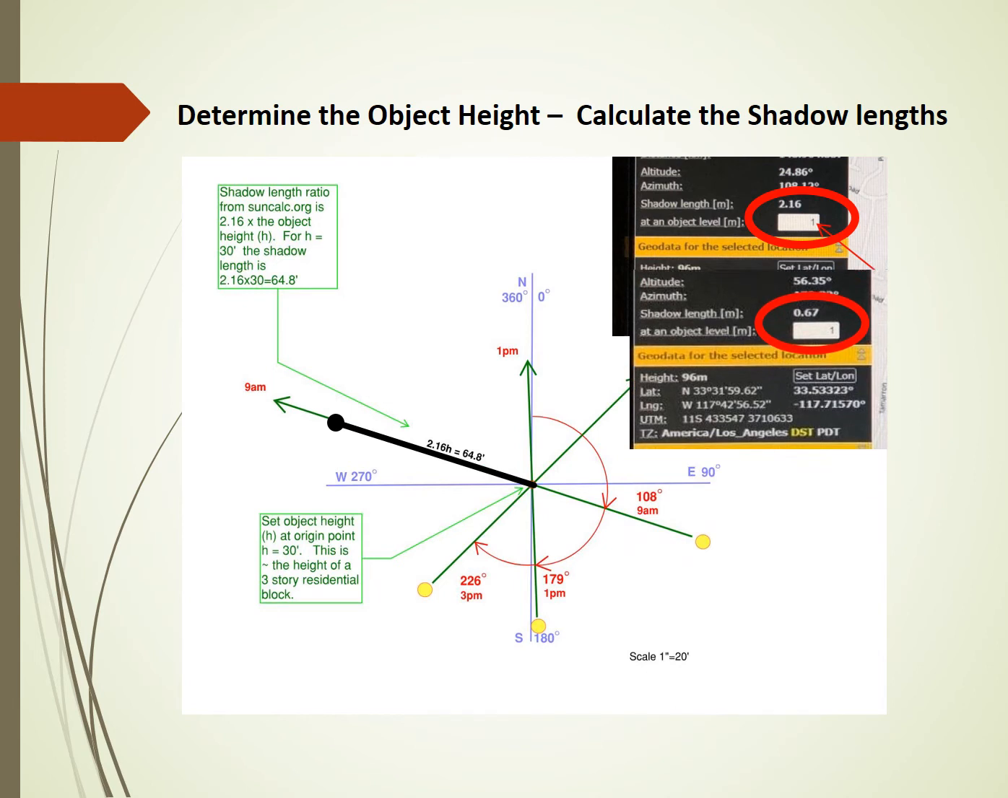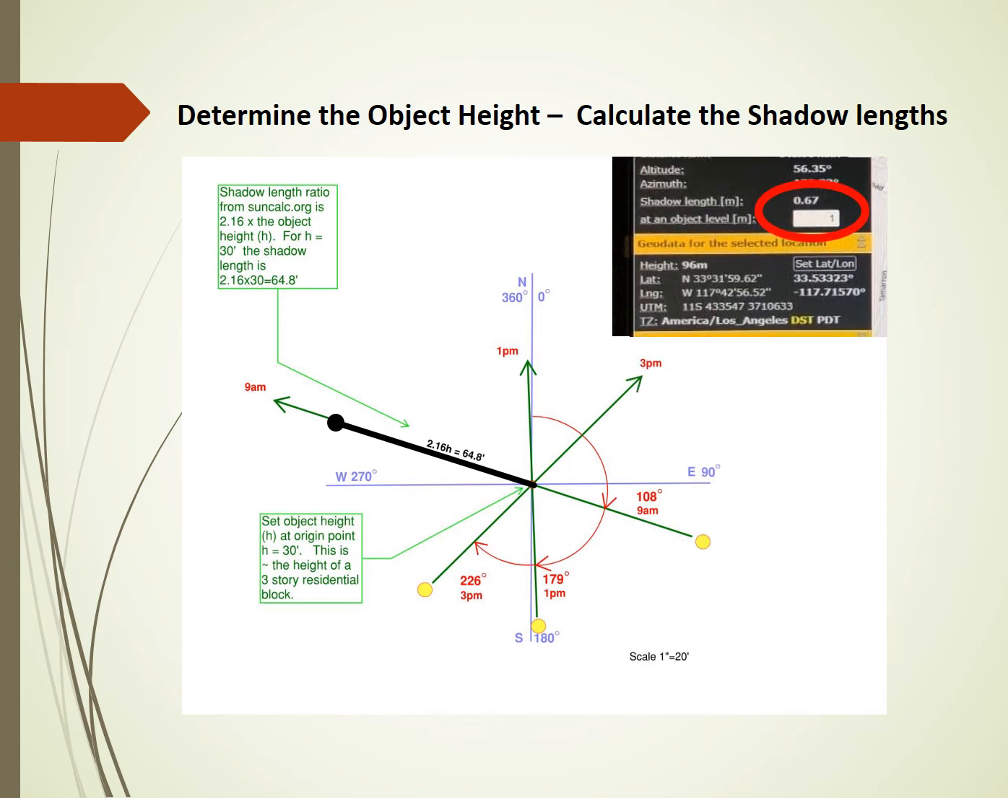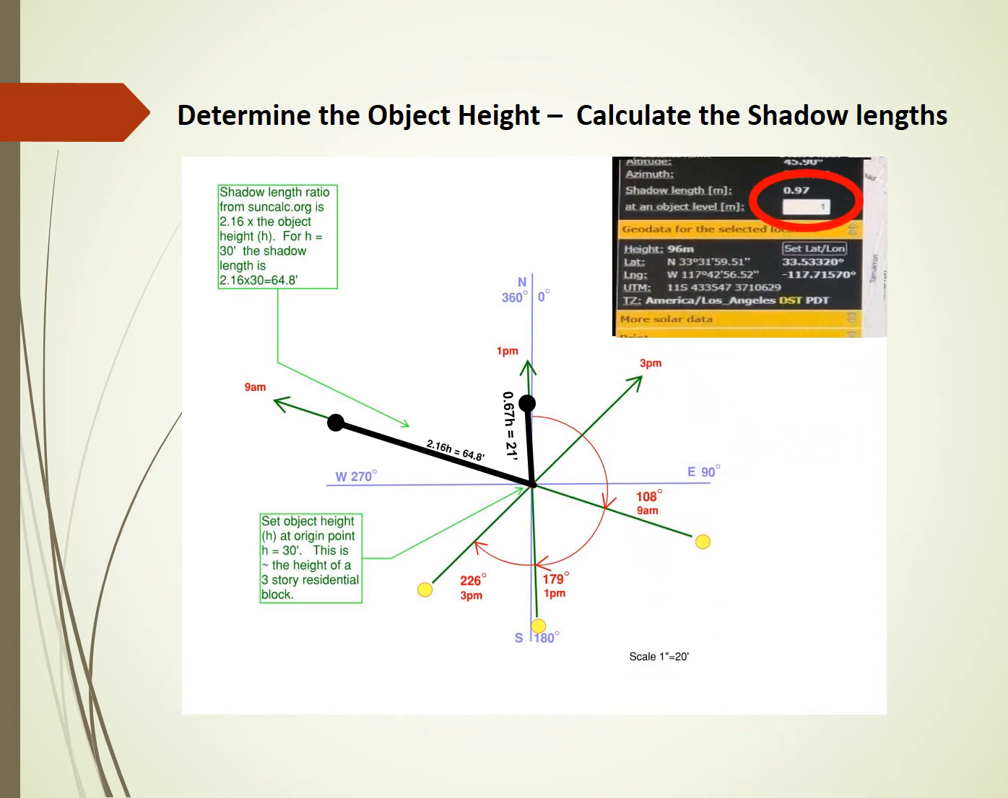Do the same for the 1 PM and then the 3 PM shadow length lines. Label them with their measurements. Make these new measured shadow length lines dark and bold and mark the ends with a dot. Labeling the shadow length lines with their equations will help with scaling to a plan later, since no matter what the scale or what the object height, the ratios, angles, and proportions will be the same.